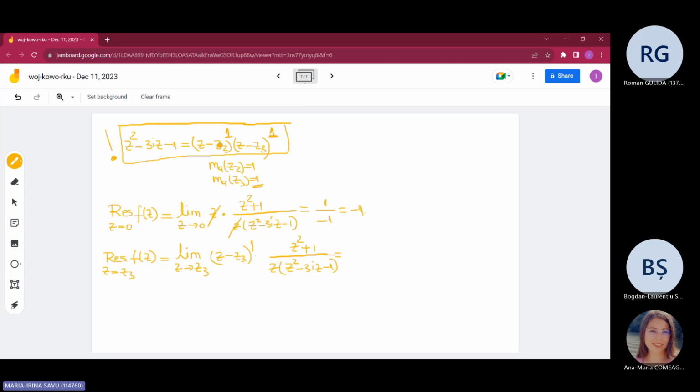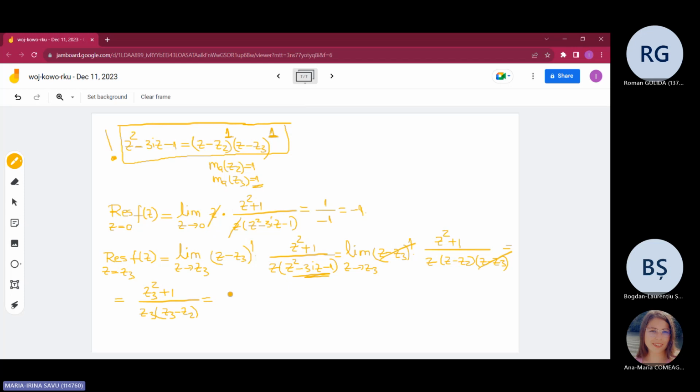If you don't use this expression for this one, you won't see the simplification. So in our case, we must replace this expression by z times (z minus z3). You see that you have here the simplification. And you replace z by z3, you get (z3 squared plus 1) over z times (z3 minus z2).